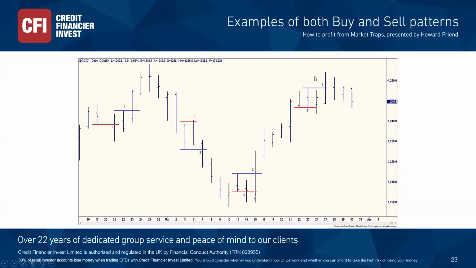Market's trending higher, we're bullish, we're waiting for a buy signal. Market makes a lower high and a lower low. We get a breakout here, maybe a small amount of money there we could have made on the upside, and then it tops out.